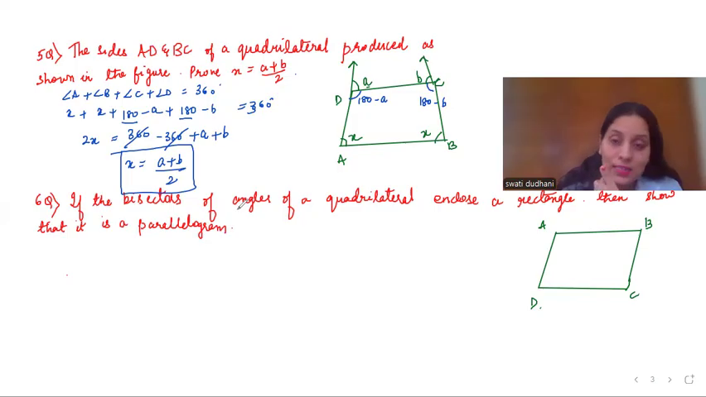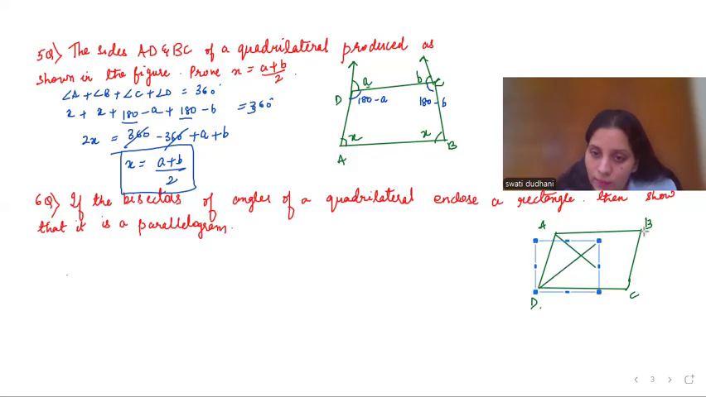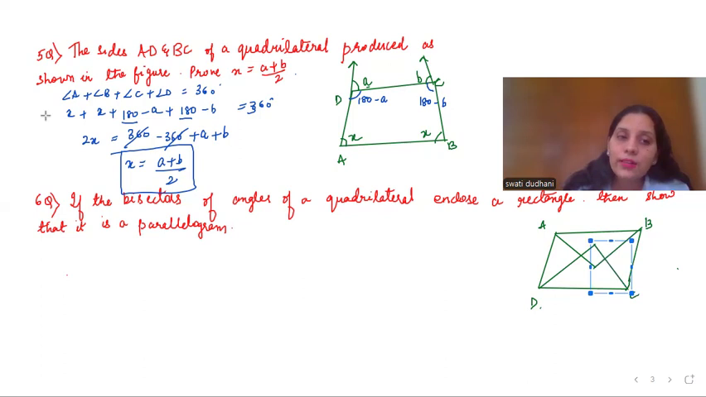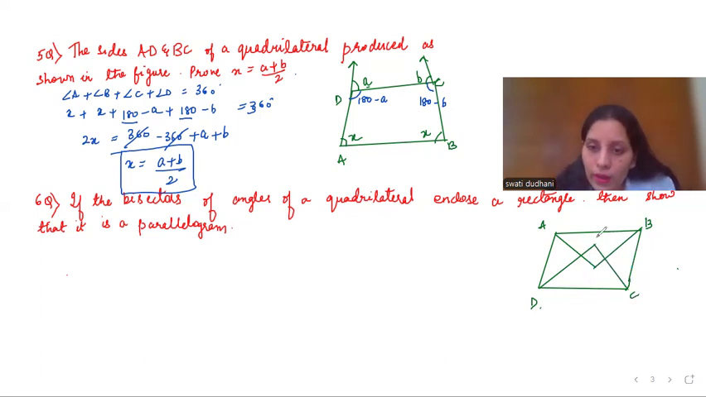Next one. If the bisectors of the angles of a quadrilateral enclose a rectangle. Now, the bisectors of the angles of a quadrilateral. This ABCD is a quadrilateral and these are the bisectors. Now, how do we show that the bisectors enclose a rectangle? So, let me draw the figure. This is the bisector. Again, this is the bisector. Now this is the bisector and this. Now bisectors means they divide equally. So to show they enclose a rectangle, we show that it's a parallelogram.